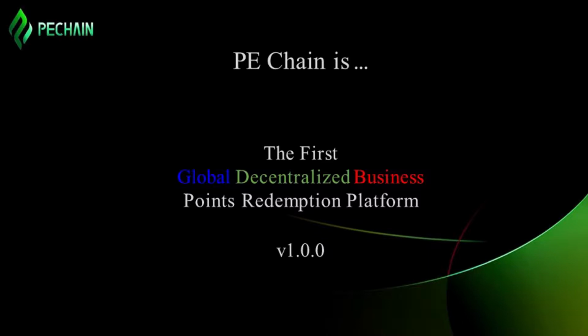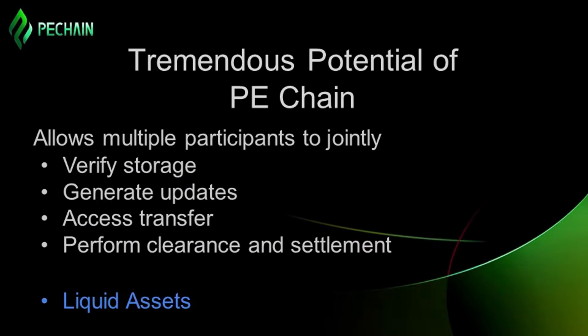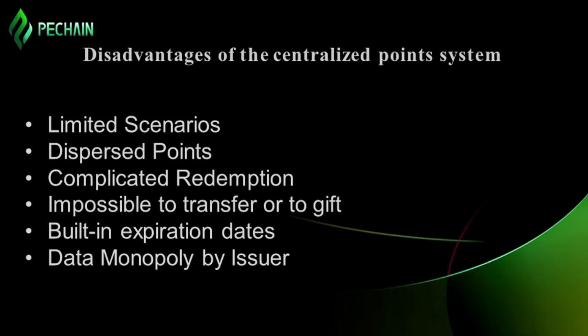So PE Chain, or the Point Earning Chain, is the very first global decentralized business points redemptions platform or network. There is a tremendous potential for a platform like PE Chain, because it allows multiple participants in groups to verify storage, generate updates, access transfer, perform clearance settlements, essentially to create liquid assets out of points which are currently centralized points, for example, like the airline points.